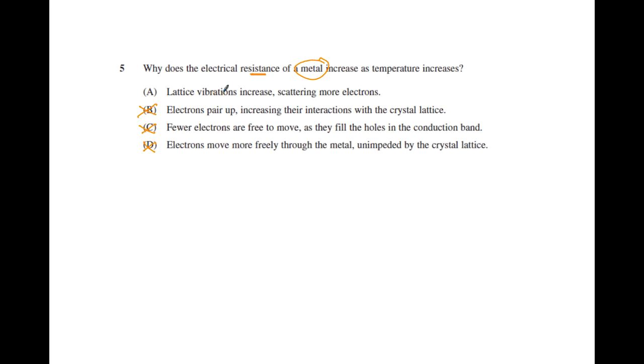A, lattice vibrations increase, scattering more electrons. That clearly talks about the connection between a cause and effect between vibrations and a slowing down because of a scattering of electrons. And lattice vibrations ultimately means an increase in temperature. So clearly A is the right response.